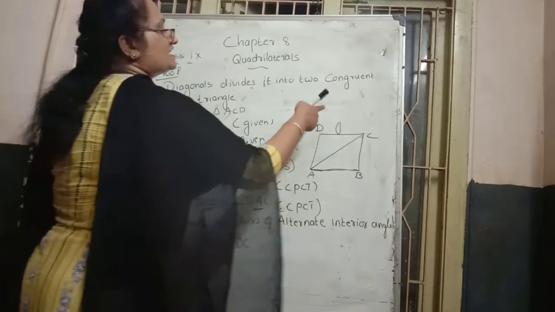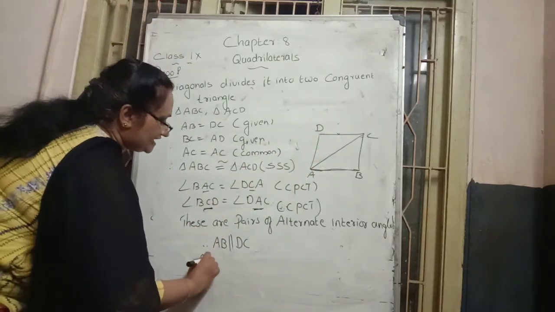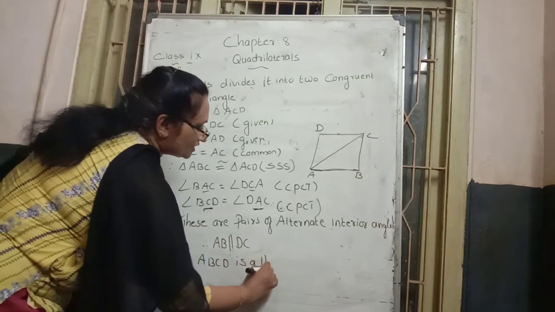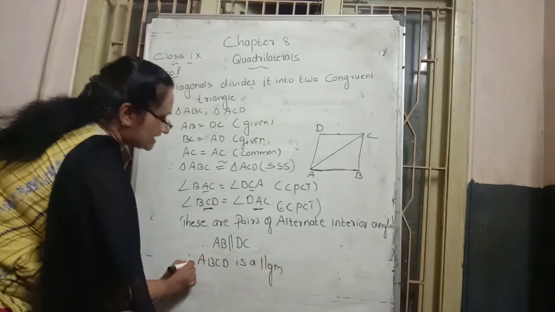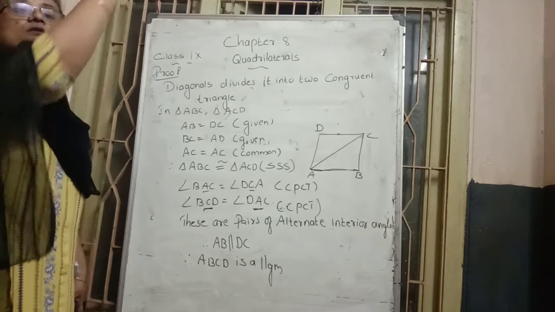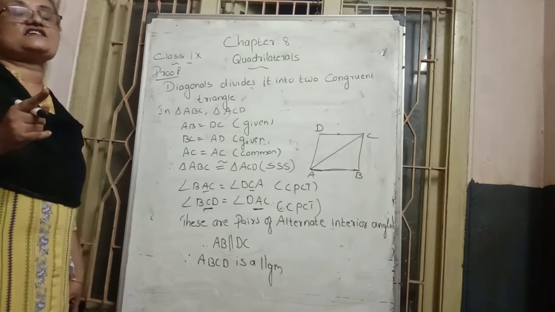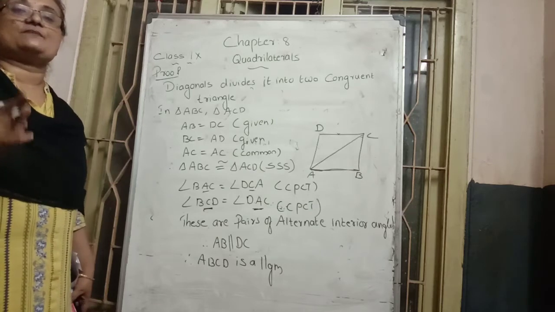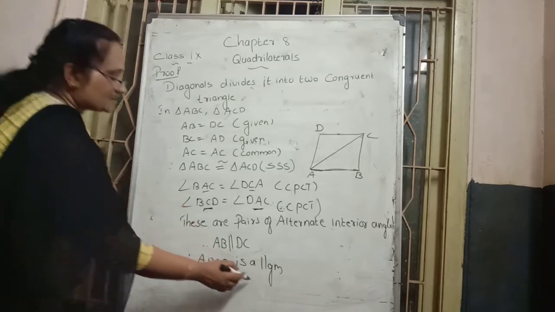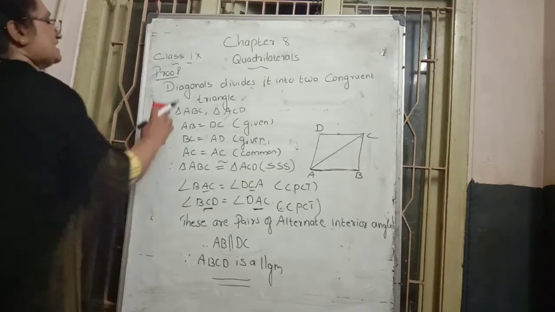Then AB parallel to DC means the quadrilateral ABCD is a parallelogram. That's why, by the property of the parallelogram, if a pair of opposite sides are parallel, the quadrilateral becomes a parallelogram. Last class we learned that parallelogram property. So we reach the answer that ABCD is a parallelogram. Hence we proved it.